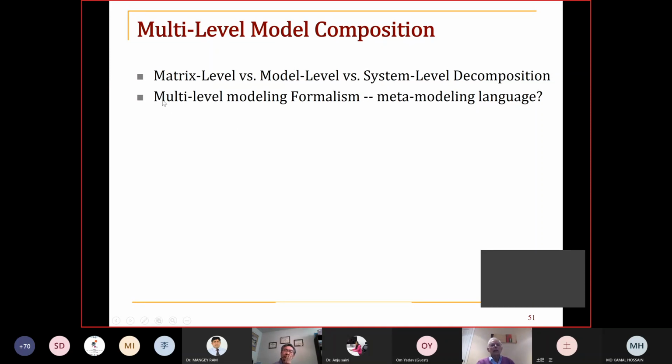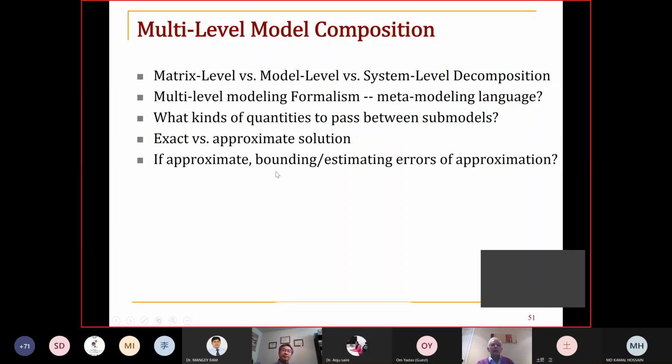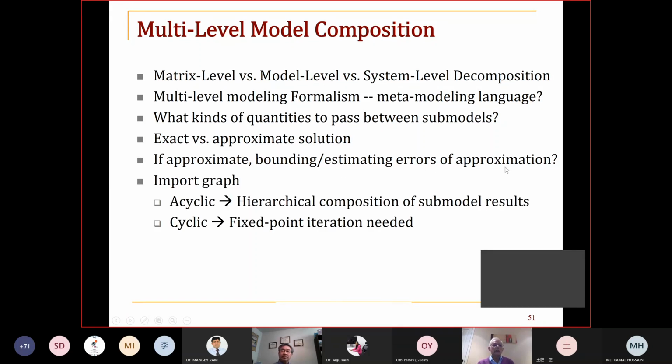And then there are no known formalisms for expressing such multi-level models. We need to develop a meta-modeling language. And then what kinds of quantities to pass between submodels? There are many possibilities here. By doing this kind of decomposition, are we getting an exact answer or an approximate answer? It depends, and there are cases in which exact is possible, and there are cases in which approximation results. And if approximate, what are the bounding or estimation of errors of approximation?